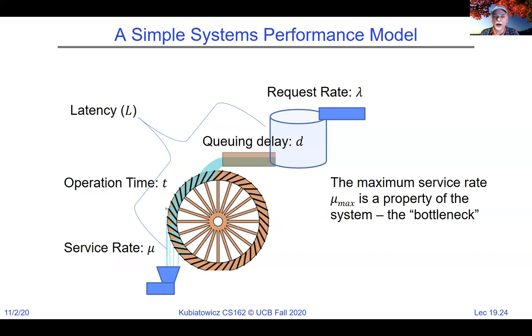Let's take a look at our systems performance model. Lambda is the items per unit time coming in. We have queuing delay, which is the time you sit in the queue.